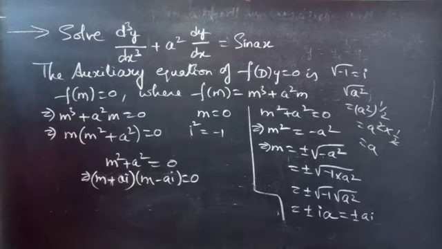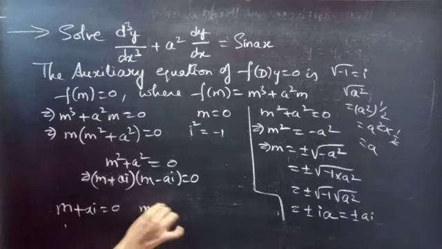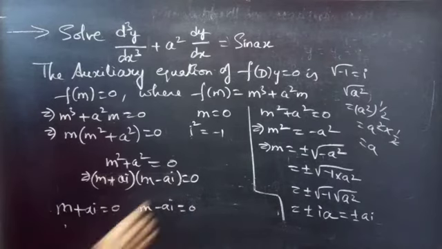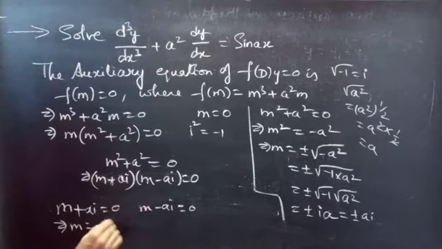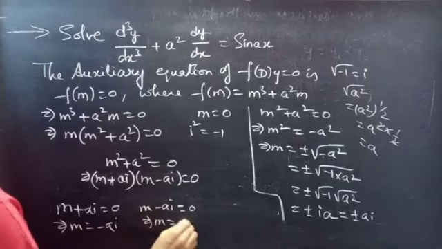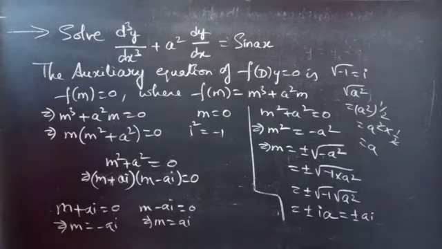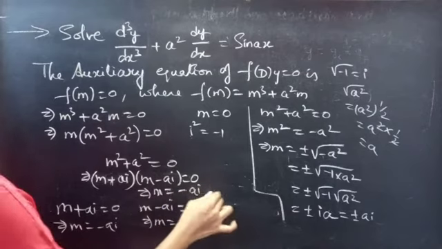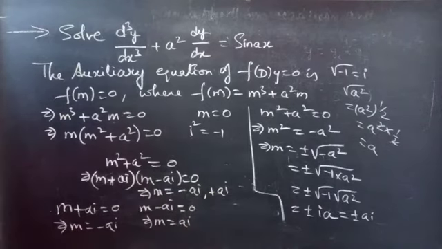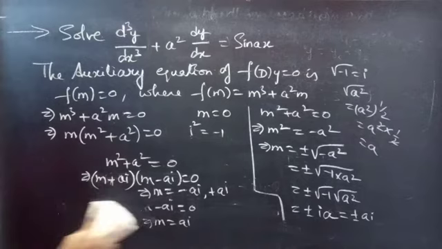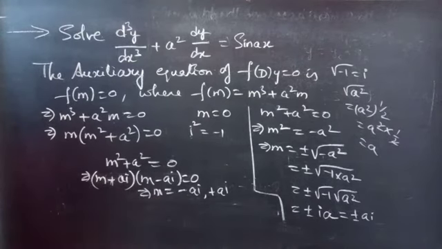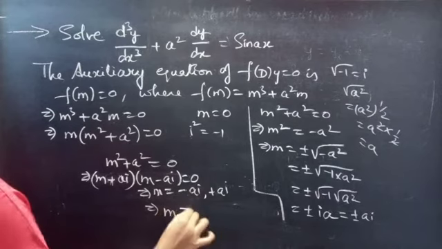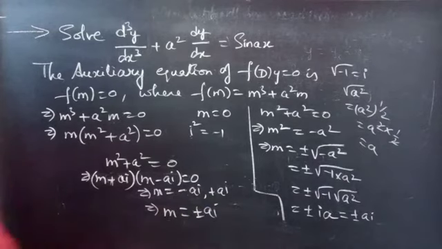If you equate m plus ai to 0, we'll equate two factors to 0. Then we'll get m equals to minus ai from m plus ai equals to 0, and m equals to ai from m minus ai equals to 0, right? So then m equals to minus ai and plus ai, which means that m equals to plus or minus ai. Right? We'll get the same thing.